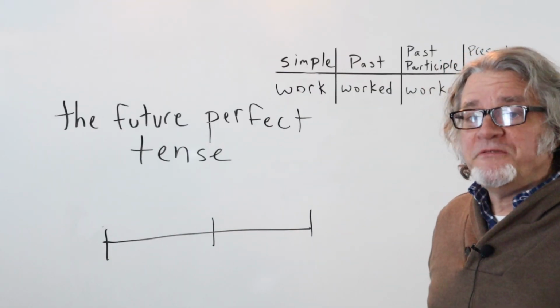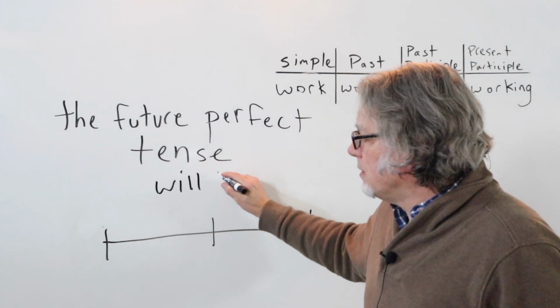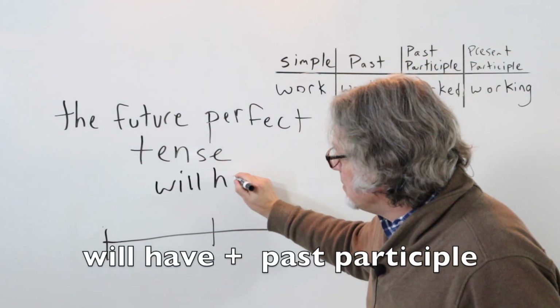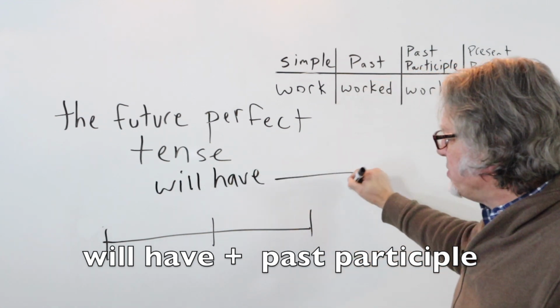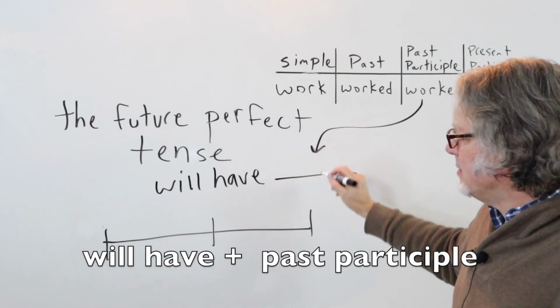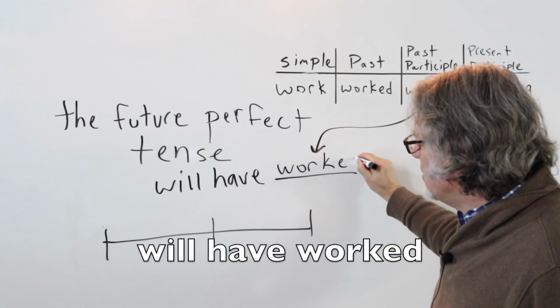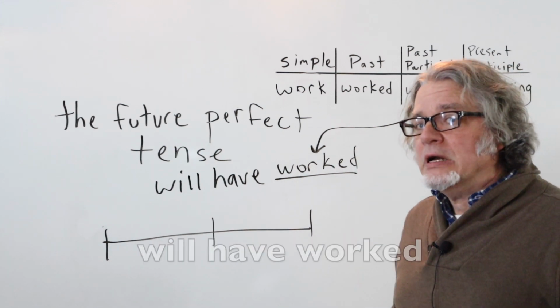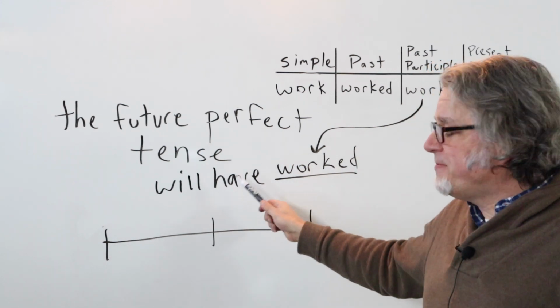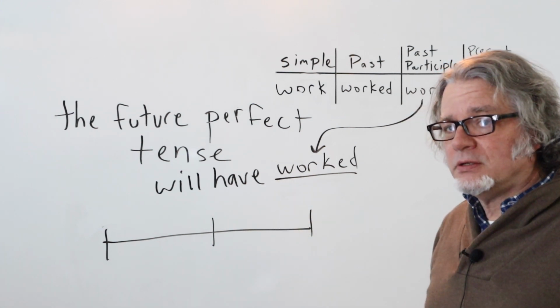To form the future perfect tense, use will, then have, and the past participle as the main verb. It goes right here. In this case, worked. Will have worked. So use this for something that has been completed in the future.